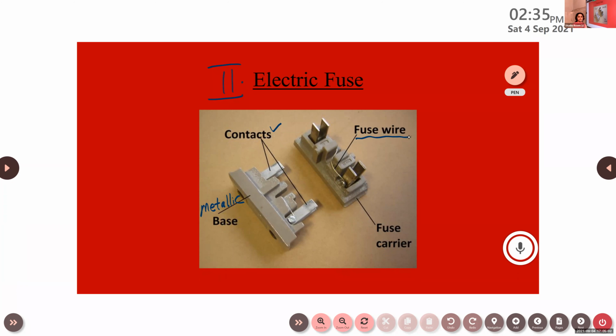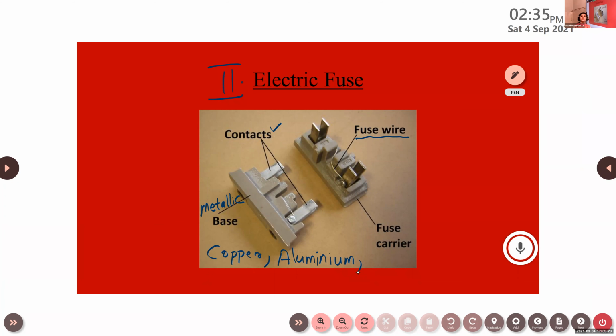Which metal is used? Okay, copper. Only copper? Copper and iron. Copper is used, right? Aluminium. Aluminium is used. Copper, aluminium.